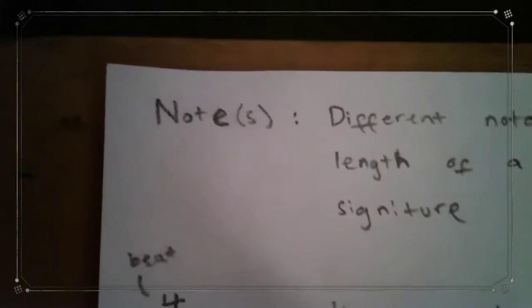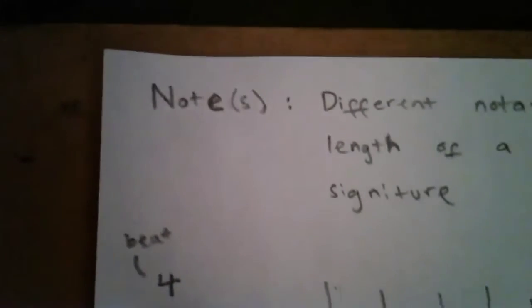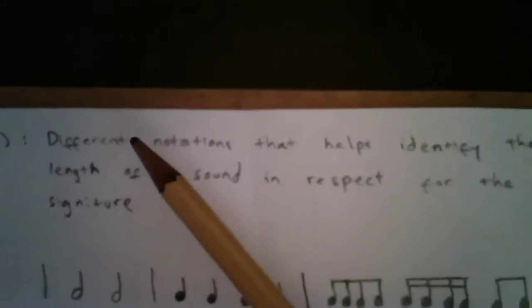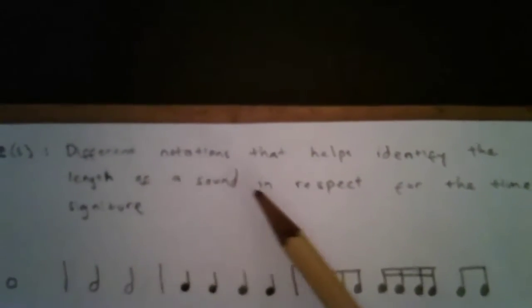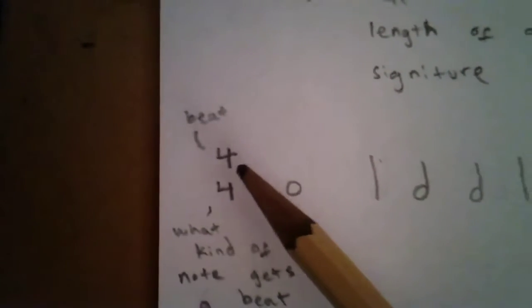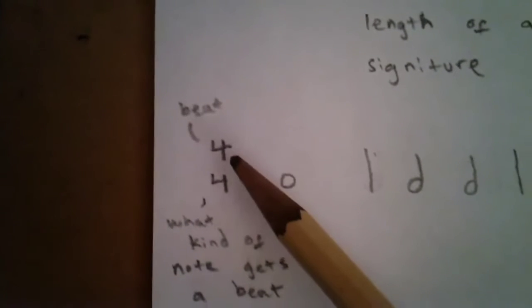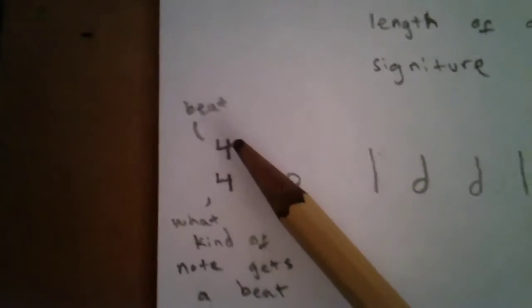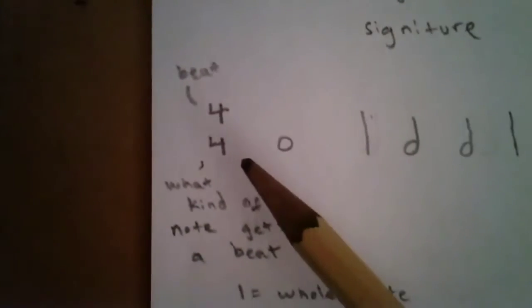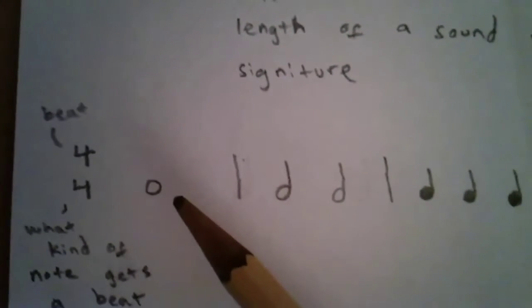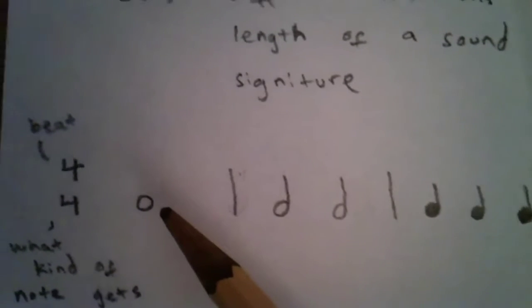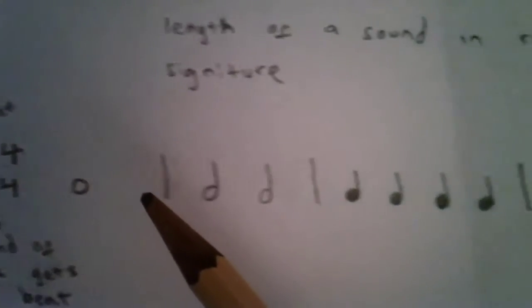The most fundamental way music can be expressed on paper is through notes, or to put it more specifically, different notation that helps identify the length of a sound with respect to the time signature. Here we have an example of 4/4, the 4 on top being how many beats are in a measure, the 4 on the bottom being what kind of note gets a beat. So here's an example of a whole note, which gets 4 beats.